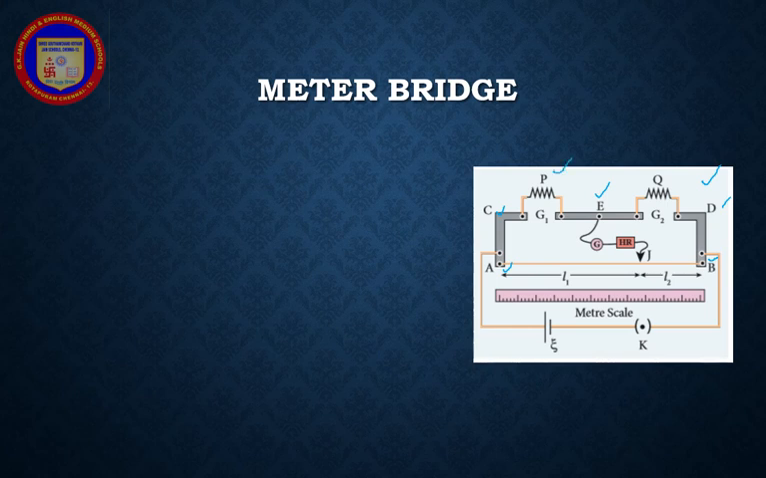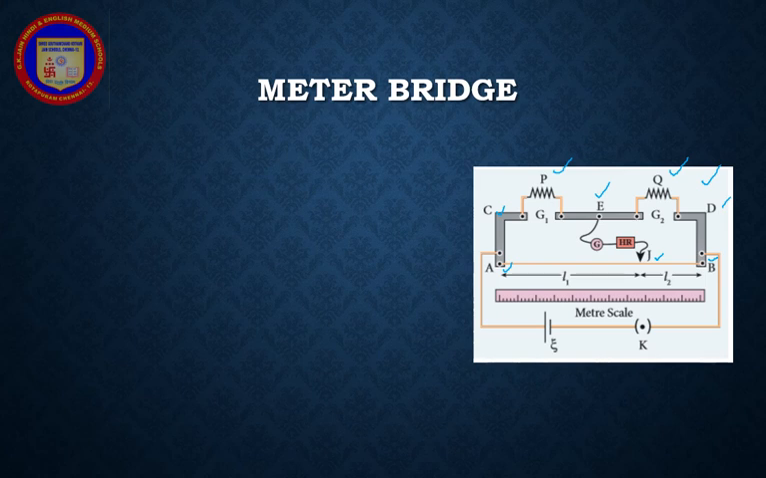The unknown resistance P is connected in G1 and a standard resistance Q is connected in G2. A jockey is connected to the terminal E on the central copper strip through a galvanometer and a high resistance. The exact position of the jockey on the wire can be read on the scale. A Leclanché cell and a key are connected across the ends of the bridge wire.